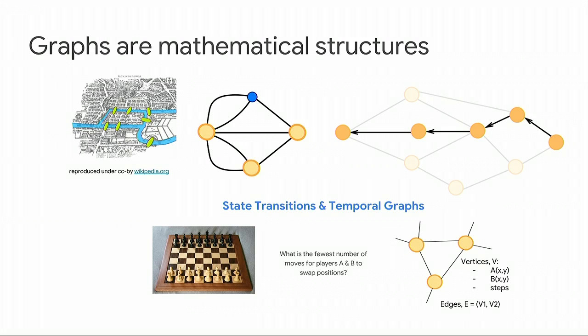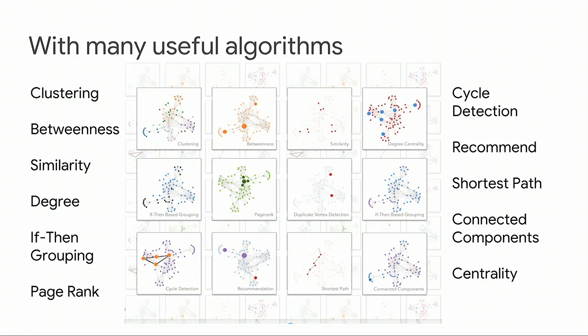It turns out that a lot of the same paradigms and concepts that he used to solve this problem are also useful for solving your tricky Sudoku puzzle, as well as determining the fewest number of moves to swap positions on a chessboard. A little more tangibly, there are several real-world algorithms that can be put to use. Clustering, betweenness, similarity. We all know what PageRank is good for.